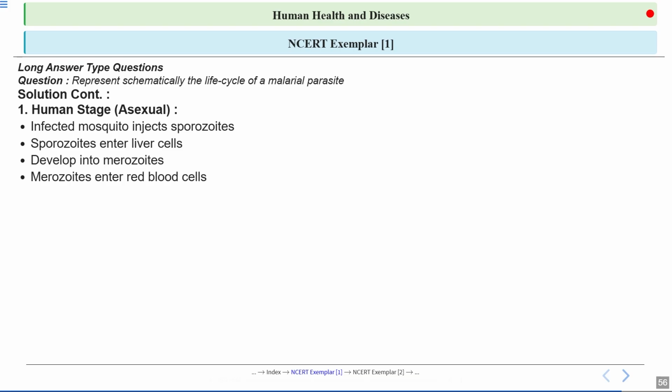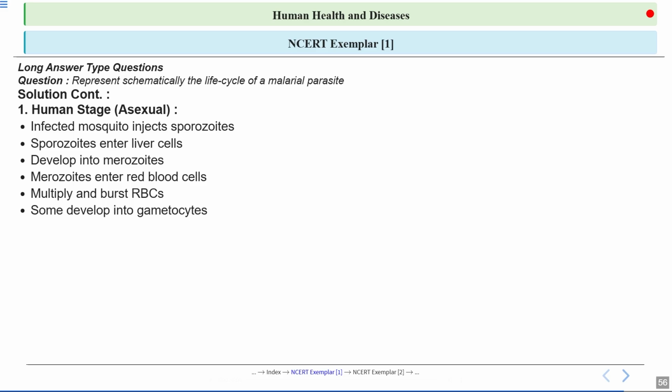Clear? So these merozoites developed in the liver cells, and the liver cell bursts and releases the merozoites into the blood, and these merozoites will then infect the red blood cells. Again, they will multiply by asexual reproduction, and then the RBCs will burst. Clear? Now you can see that from the merozoites, gametocytes develop within the RBCs only.